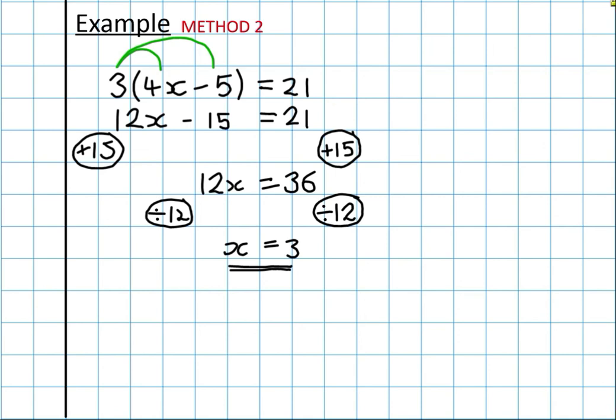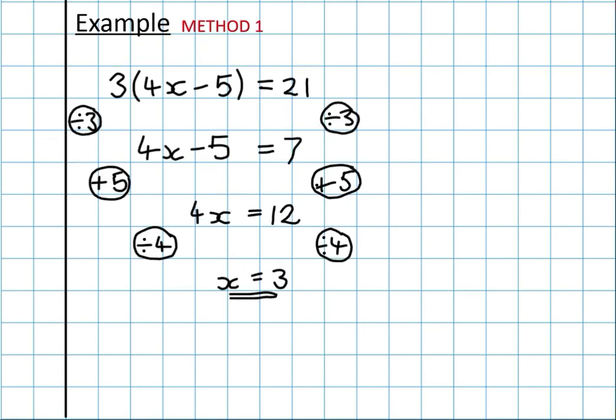But the reason why I prefer the other method to this one is because this method involves adding 15 and dividing by 12, whereas the previous method only involved adding 5 and dividing by 4, smaller numbers. And that will always be the case if you opt for method 1 rather than method 2, which is why I recommend it.